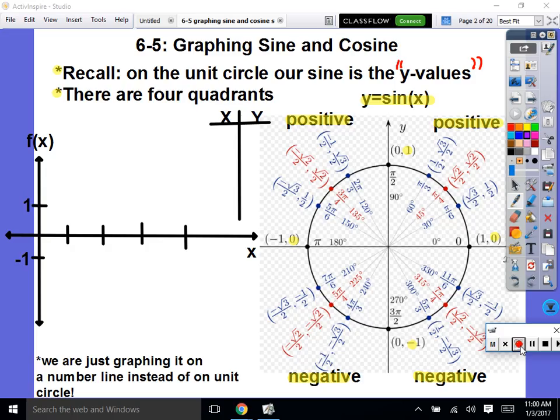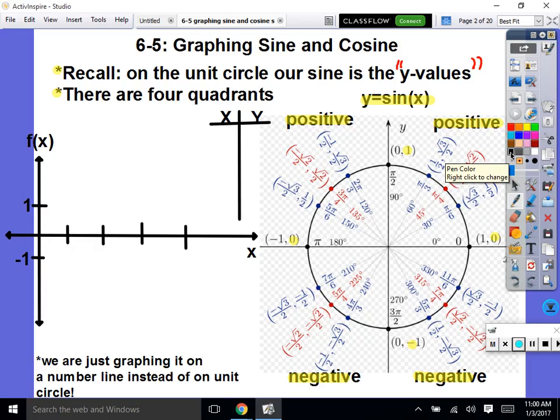So we're going to first focus on sine. Remember that sine is our y values on the unit circle. Sine is y values, so we're going to just be focusing on our y values here, and we're going to be graphing what we're seeing. Now we have 4 quadrants. Here's quadrant 1, quadrant 2, quadrant 3, and quadrant 4. So we're basically going to be graphing what's going on between those 4 quadrants. That is exactly what we're going to be doing here.